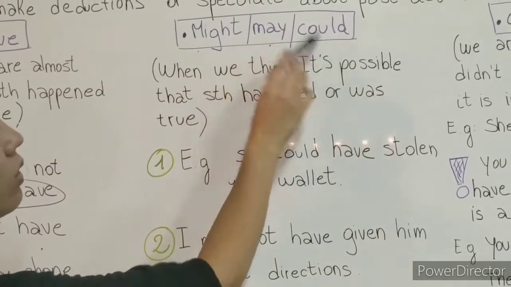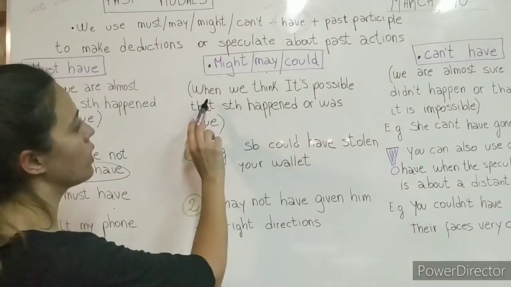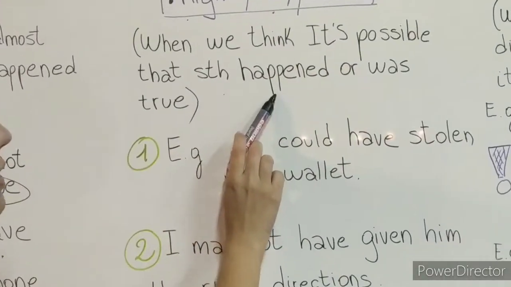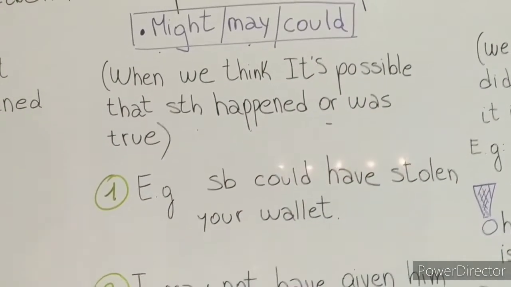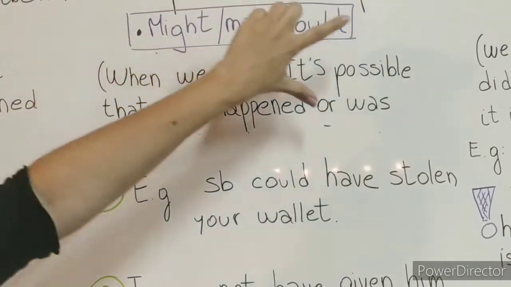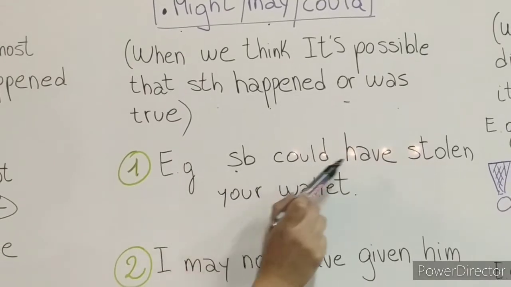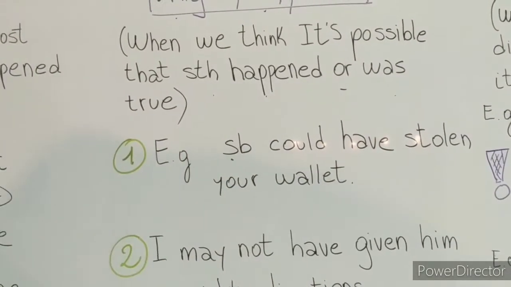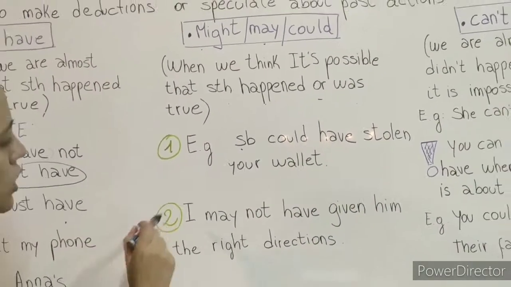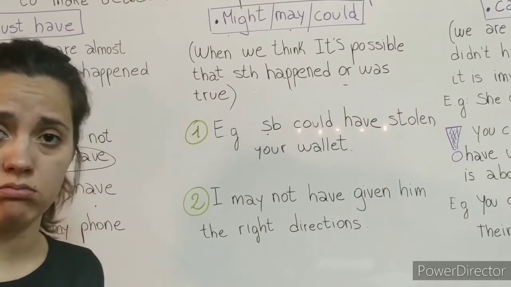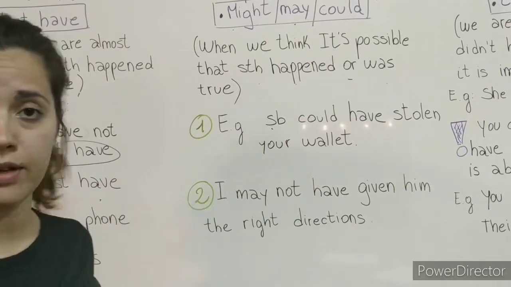Might, may, could. It says, when we think it's possible that something happened or was true. So, we have to use these 3 in these cases. For example, somebody could have stolen your wallet, okay? Then, 2, I may not have given him the right directions, okay? So here we have another example.